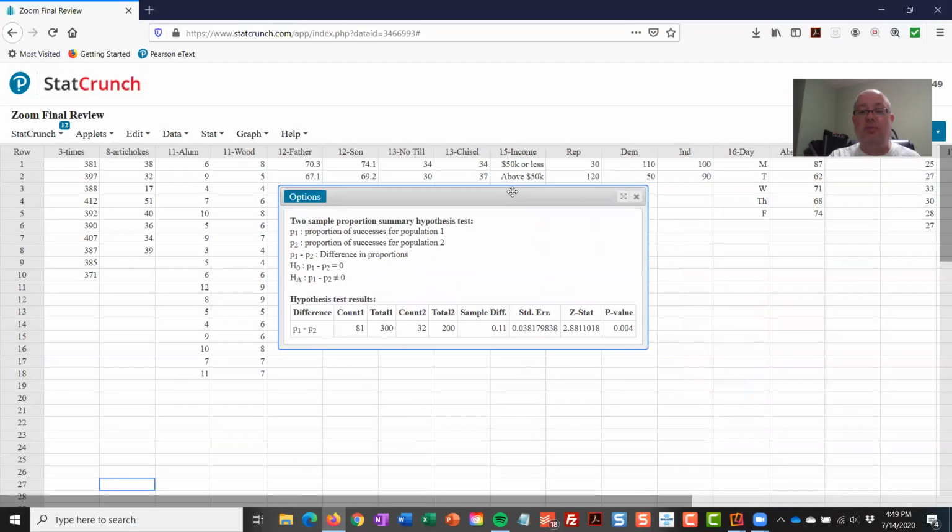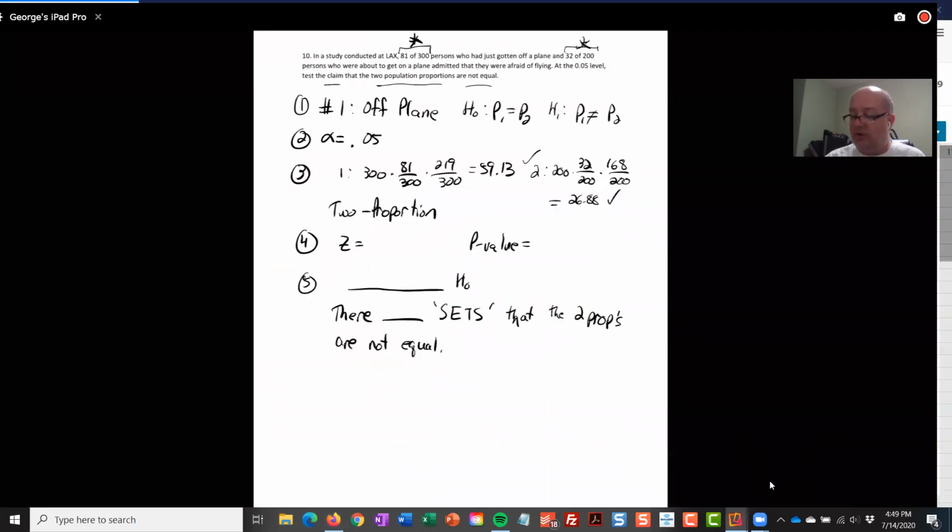The Z-stat is 2.88 with a p-value of 0.004. So Z equals 2.88, p-value 0.004. That is smaller than the level of significance. So that means that we reject H0. This is our way of saying that we believe the null hypothesis is false, and therefore the alternate hypothesis is true. That means that there is sufficient evidence to support that the two proportions are not equal.